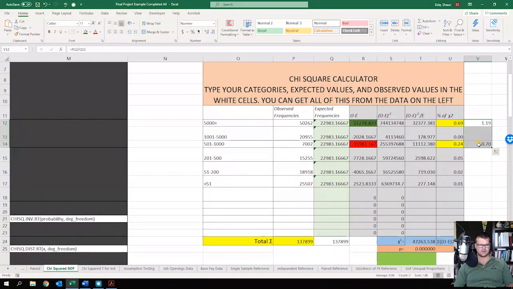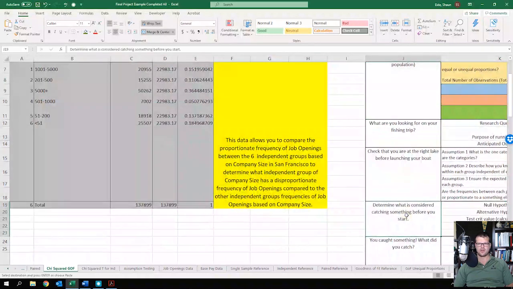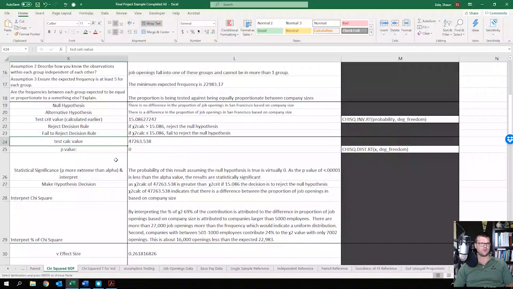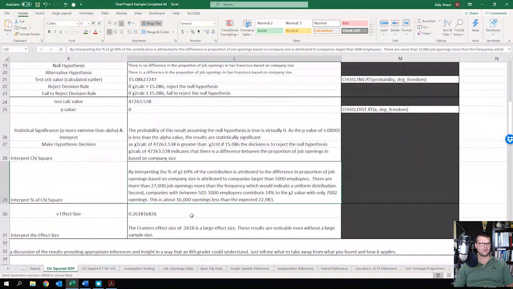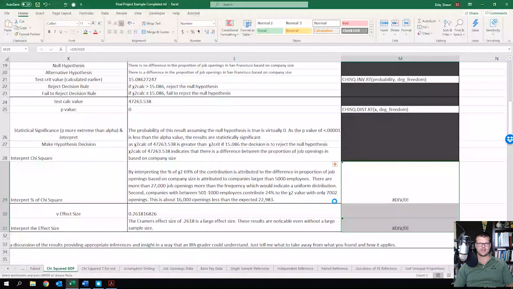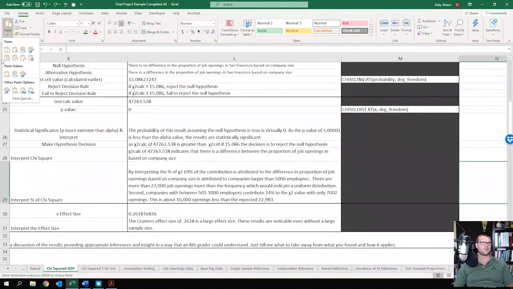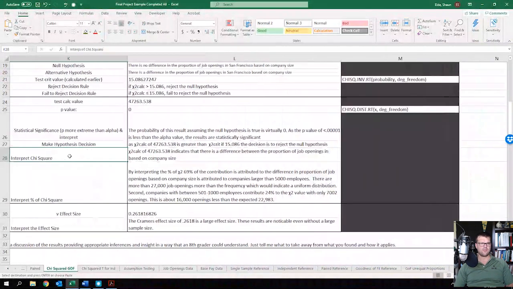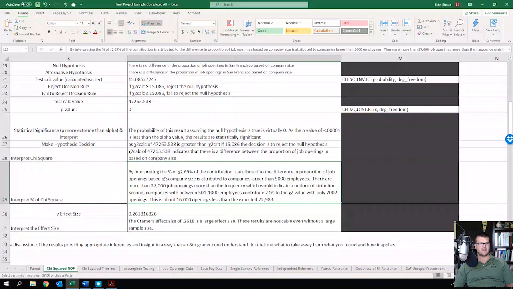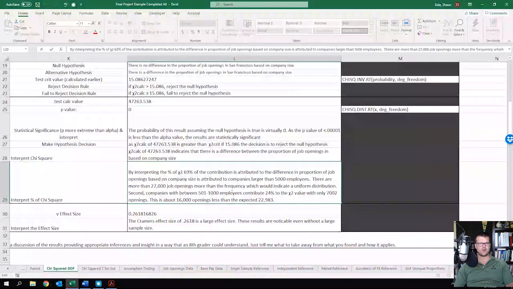So I'm going to copy and paste this, Control C. I'm going to come over here, and I am going to look at the interpret the chi-squared. And I'm just going to paste that right there for a second. Paste the values. Okay. By interpreting the percent chi-squared, 69% of the contribution is attributed to the difference in job proportion openings based on company size. That is attributed to companies larger than 50,000 employees. There are more than 27,000 job openings more than the frequency, which would indicate a uniform distribution.